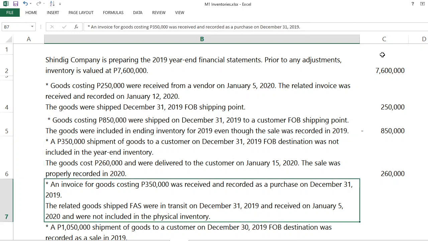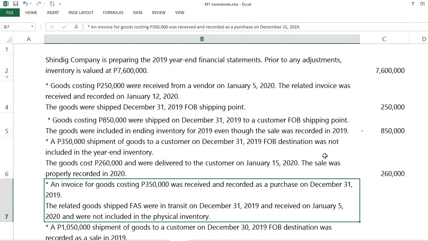Next. An invoice for goods costing 350 was received and recorded as a purchase. Kinsa ta dere? Buyer, purchaser. The related goods shipped FAS or fast free alongside. Unsa ganito basta free alongside? Kitsitag iya? Si buyer. Okay? Si buyer magbayad sa ganining free along free alongside. Kutob lang si seller sa wharf. Okay? Pag abot dito sa wharf, pag sakay ana sa cargo, and then pag abot ana dito sa buyer, si buyer na bahala tanan. Therefore, kay buyer na ni.